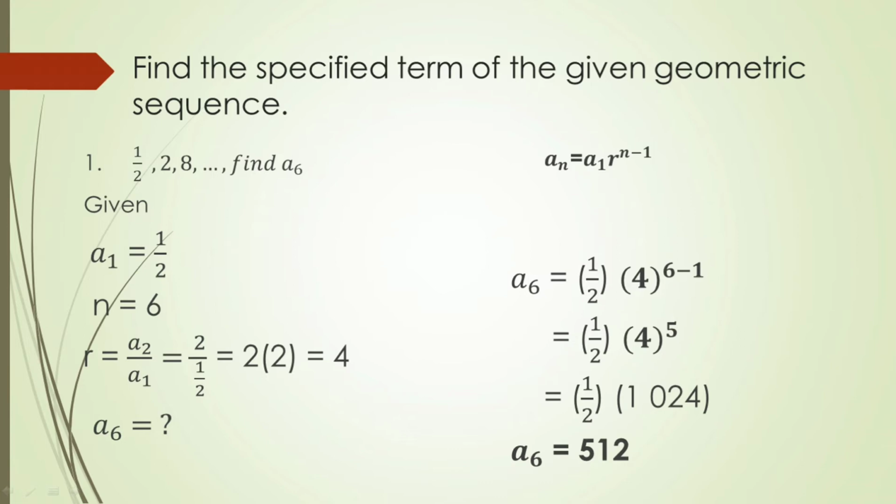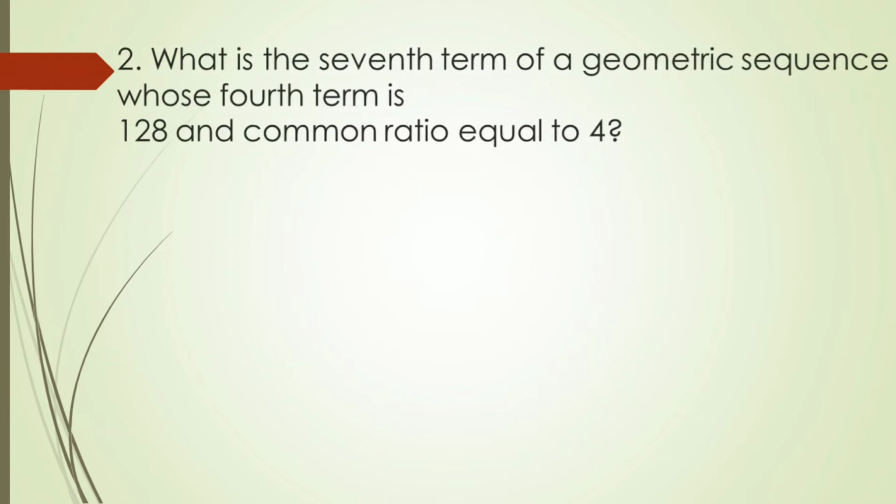Second example. What is the seventh term of a geometric sequence whose fourth term is 128 and the common ratio is equal to 4? So meron tayong dalawang given. Yung fourth term and yung common ratio. And the unknown is the seventh term. We cannot get the seventh term kung wala tayong first term. That is why dalawa yung kukunin natin, yung first term muna bago yung seventh term.